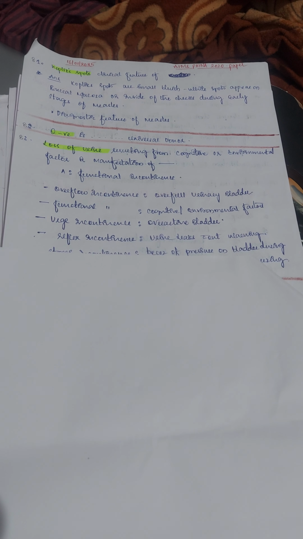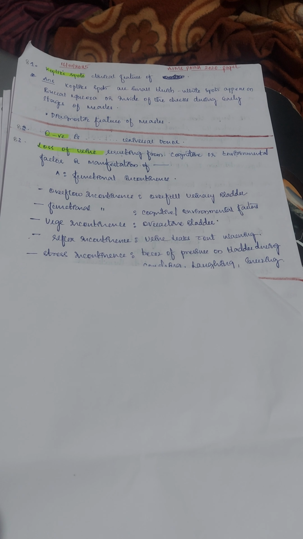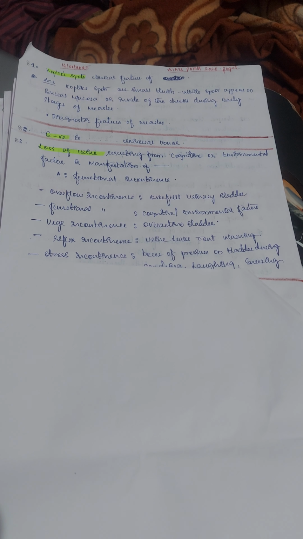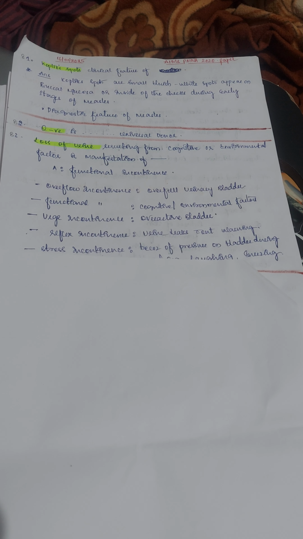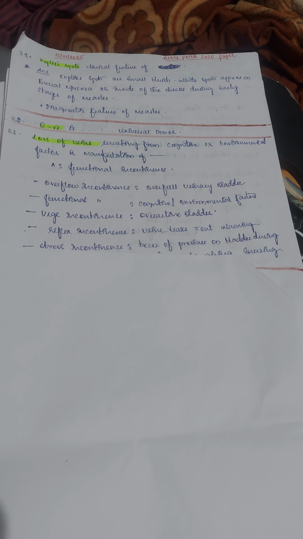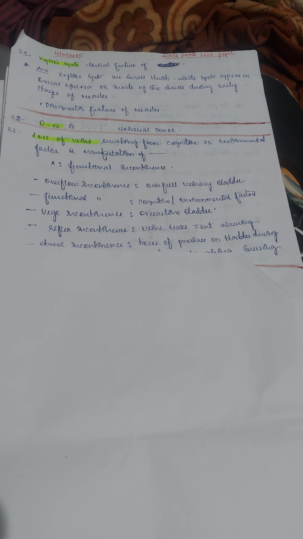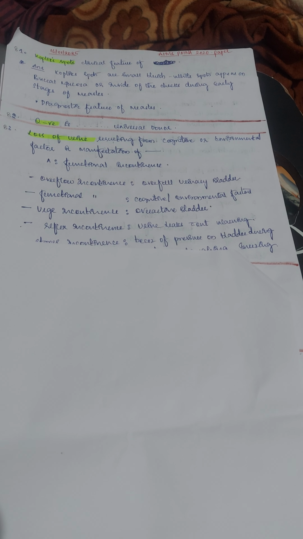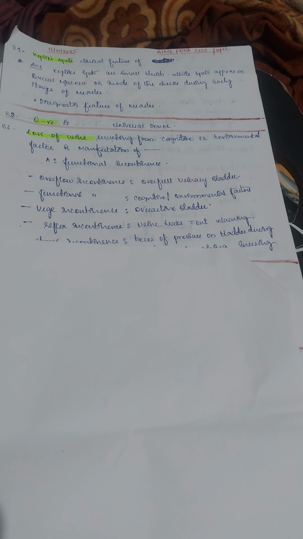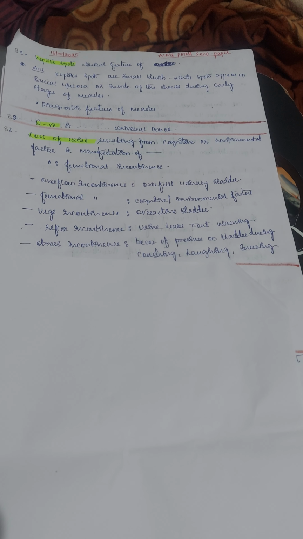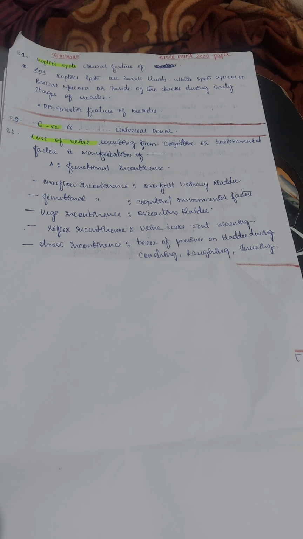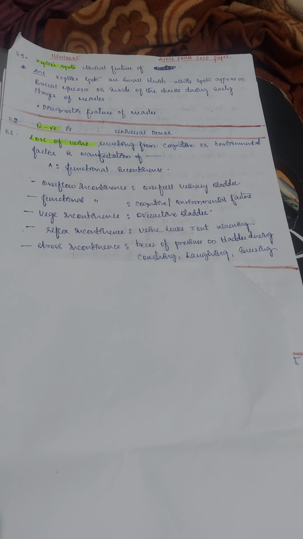Here you can see the types of incontinence of urine: overflow incontinence, functional incontinence, urge incontinence, reflex incontinence, stress incontinence. Overflow incontinence is caused by an overfull urinary bladder, and functional incontinence is caused by cognitive or environmental factors. Urge incontinence is caused by an overactive bladder, and reflex incontinence is caused by loss of warning from the nervous system. Stress incontinence is caused by heavy pressure, and we can also see it during coughing, laughing, and sneezing.